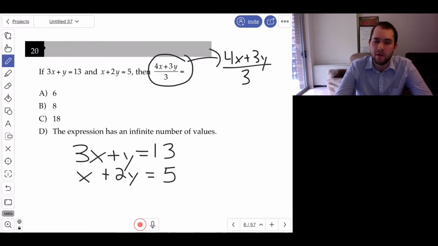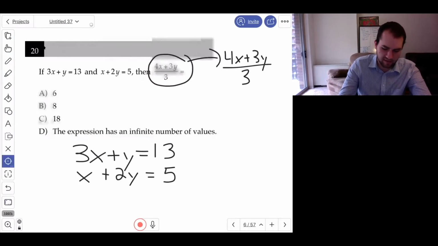99% of the time, when the SAT asks me for something strange like this, it's not by coincidence. There's usually a reason that we're asking for this specific thing. So now that I've stacked this together, I'm going to play detective and see if I can notice what's going on here. Let's look at my x's first.